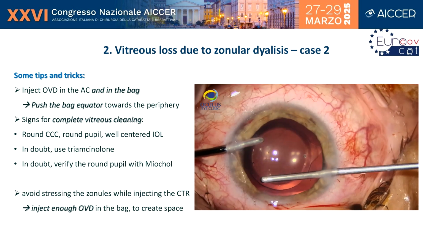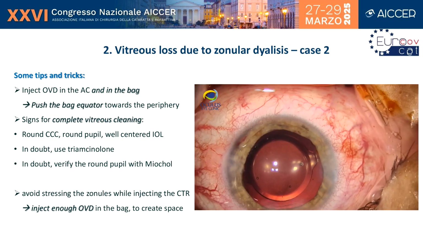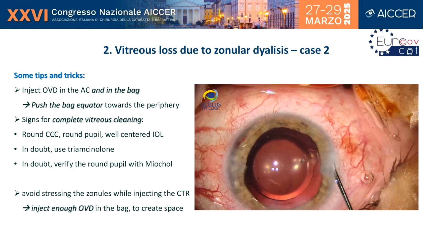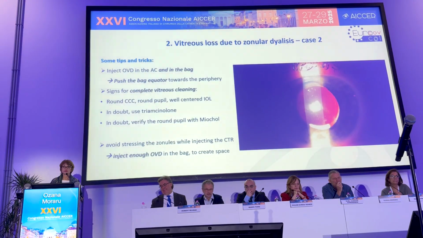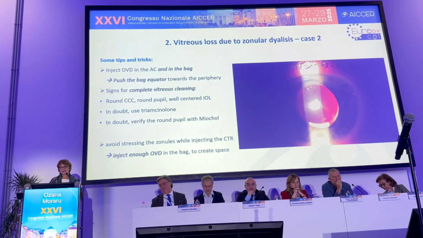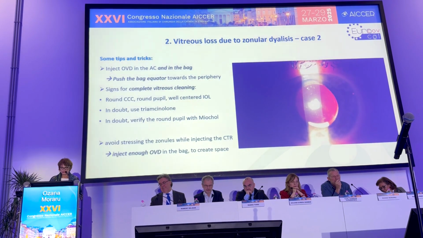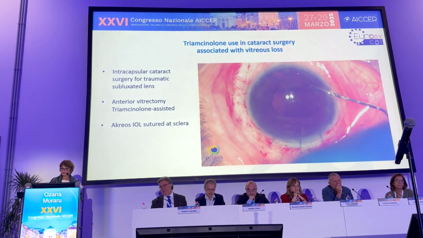I inject the CTR, again under plenty of OVD, because you don't need to pull and stress the zonules more while injecting the CTR. And then the IOL, and then wash out the OVD, of course, and at the end you have a nice round pupil and a well-centered IOL.